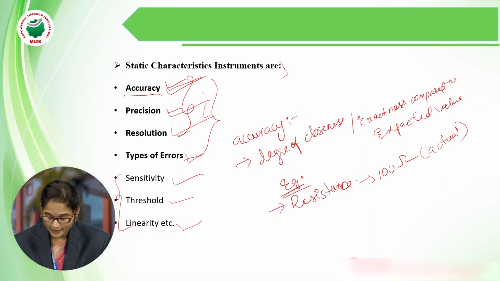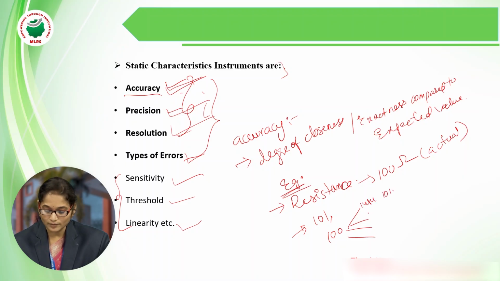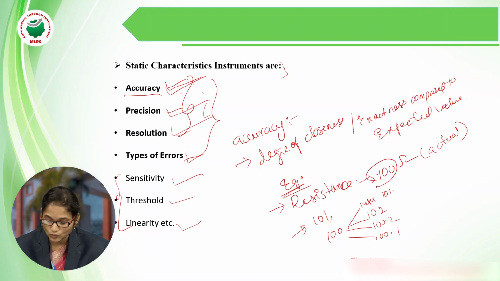When we are measuring that resistance, one user will get 101, another user will get 102, another will get 100.2, and another will get 100.1, like that. How close is each value to 100? How close is the other user getting? So how close is it to the value we are measuring?